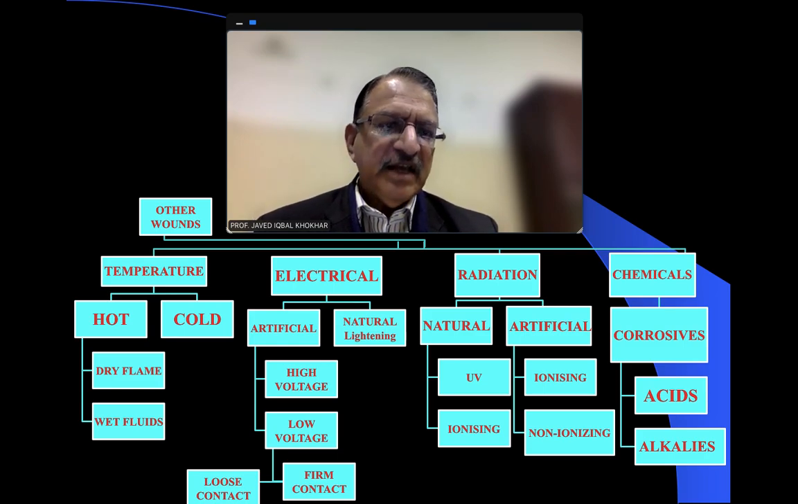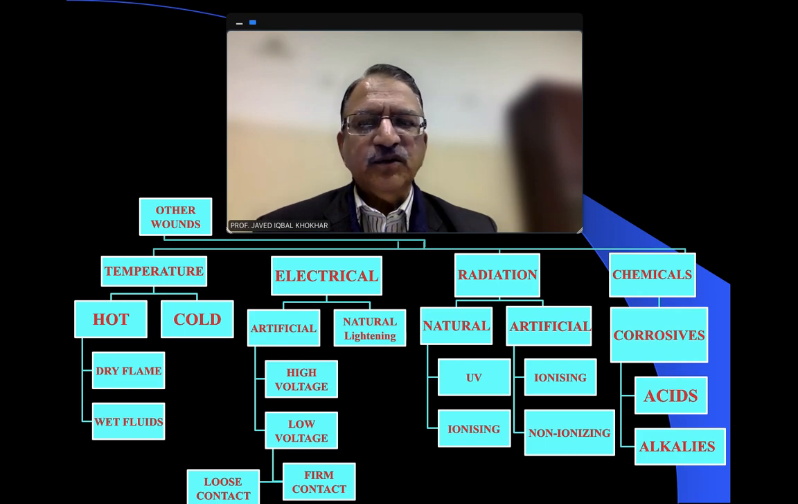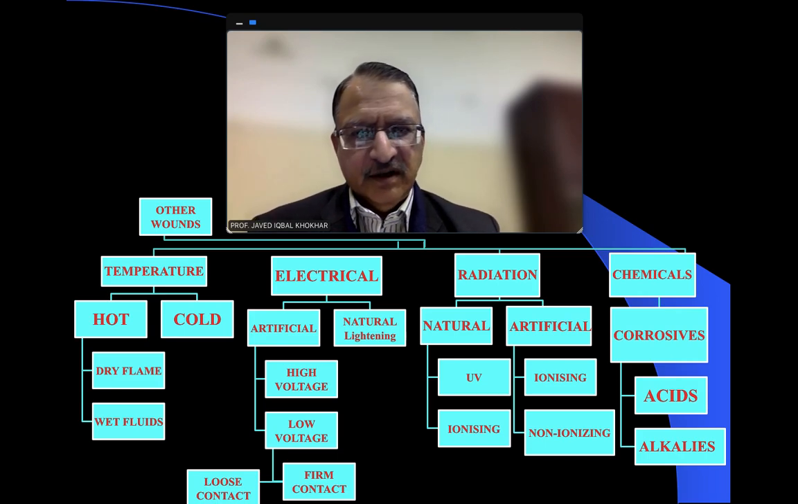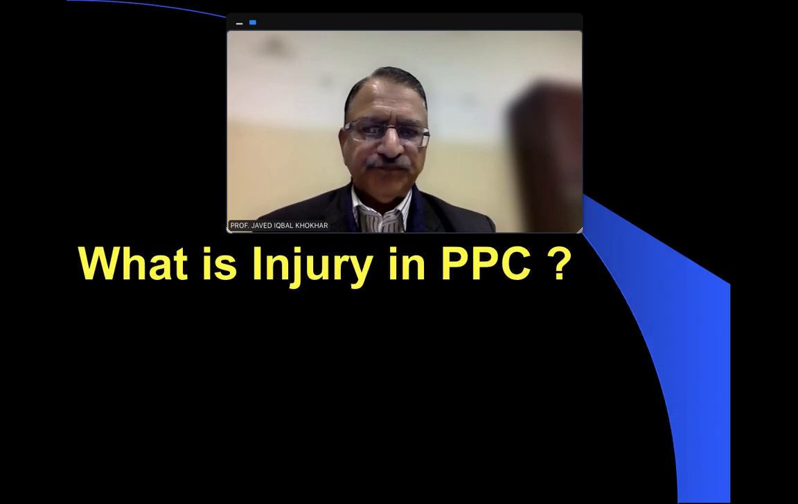The chemicals like corrosives, acids, and alkalis. So these are the other types of injuries by other wounds.